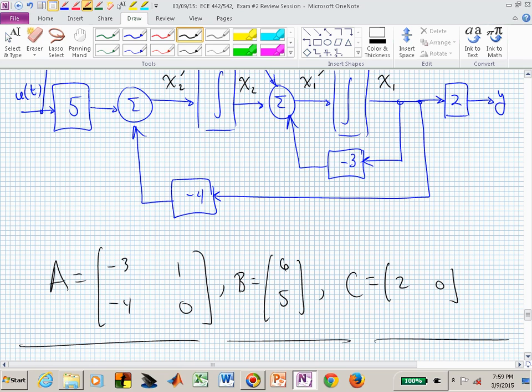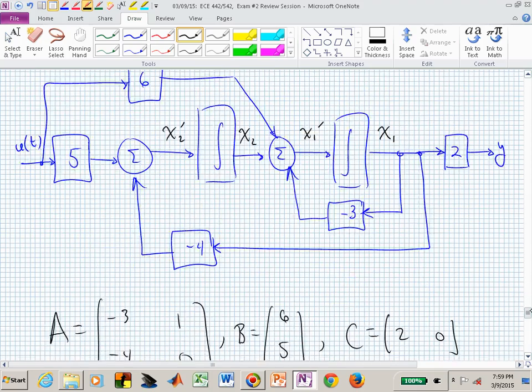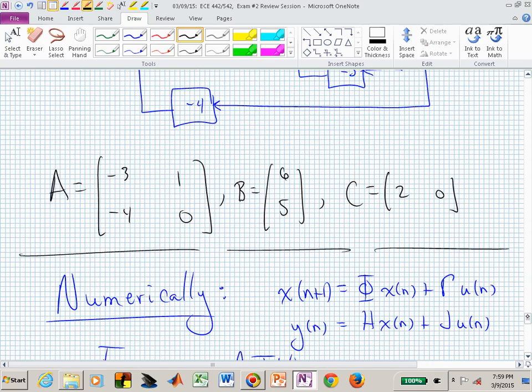Somebody else might label it differently. They may have different A, B's, and C's, but then I would have to be basically grading two equivalent solutions. They may not give you the exact same answer, but they would be equivalent dynamically.